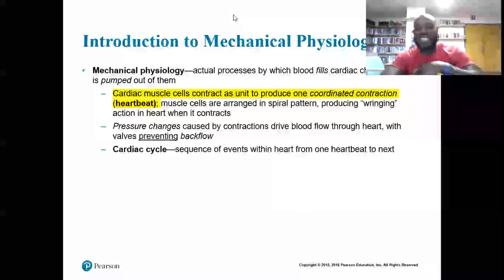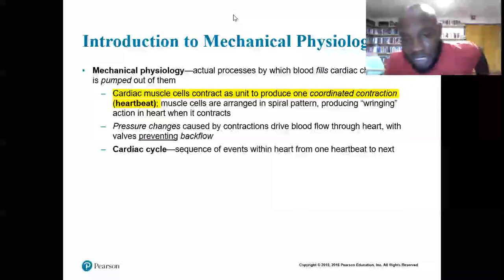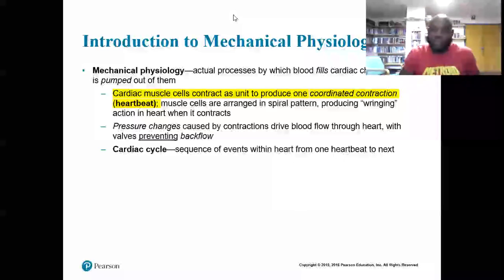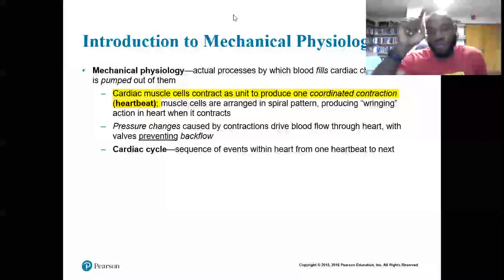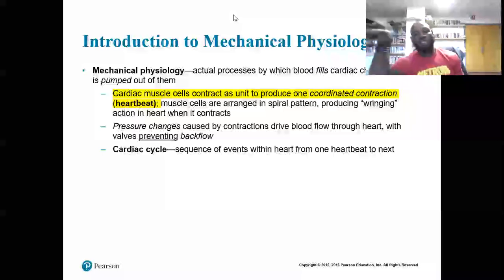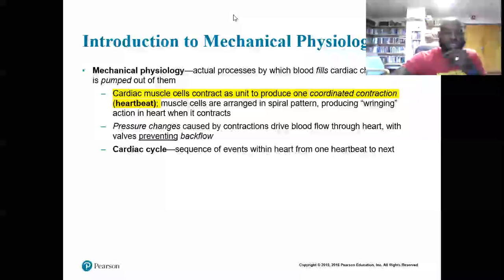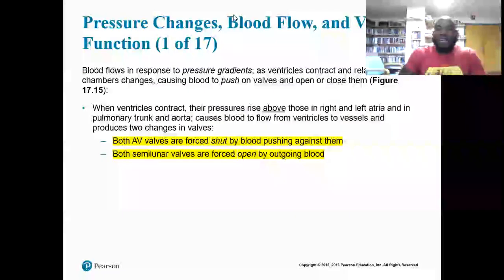So the cardiac cycle is the sequence of events within the heart, from one heartbeat to the next. Remember the QRS. R is when the ventricles are fully depolarized. So from R to R, right? That's your cardiac cycle. All right, so what happens?